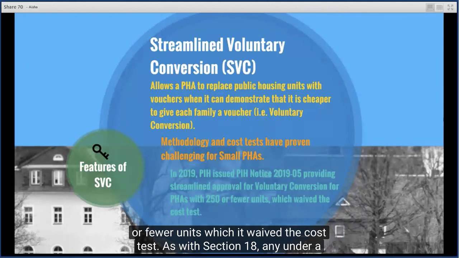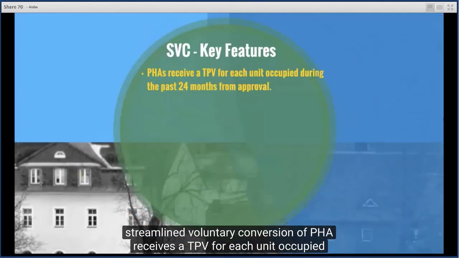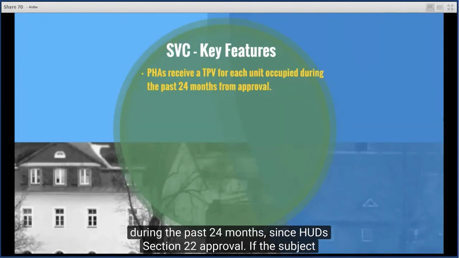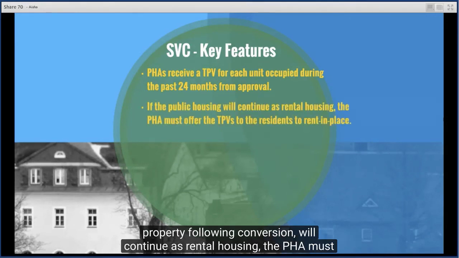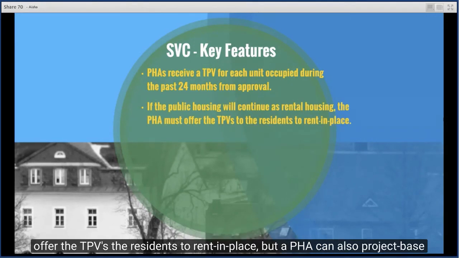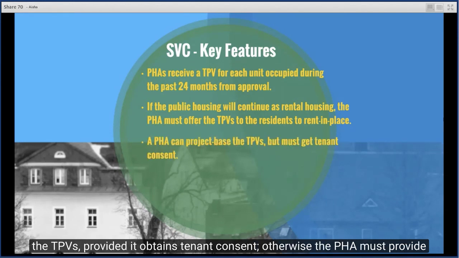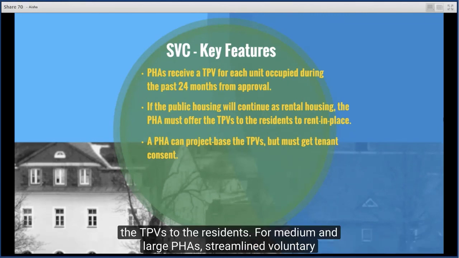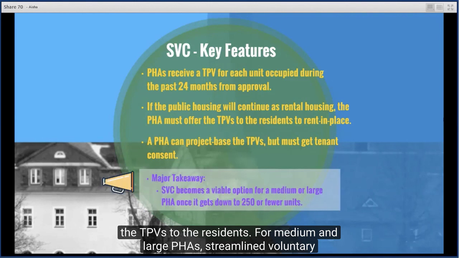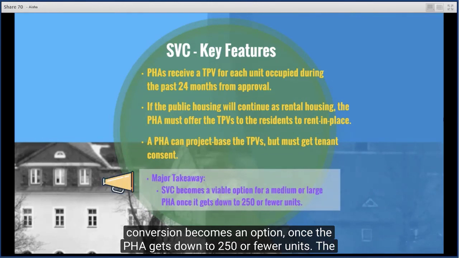As with Section 18, under a streamlined voluntary conversion, a PHA receives a TBV for each unit occupied during the past 24 months since HUD's Section 22 approval. If the subject property following conversion will continue as rental housing, the PHA must offer the TBVs to the residents to rent in place, but a PHA can also project-base the TBVs provided it obtains tenant consent. Otherwise, the PHA must provide the TBVs to the residents. For medium and large PHAs, streamlined voluntary conversion becomes an option once the PHA gets down to 250 or fewer units.